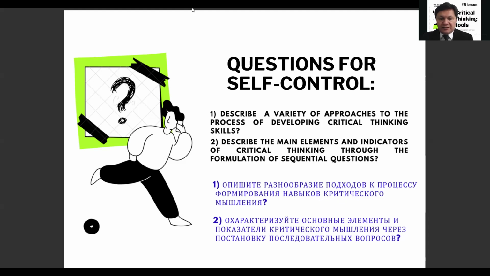And the next one is, characterize the main elements and indicators of critical thinking through the formulation of sequential questions. What can be sequential questions? Sequential, it may contain many different stages. You have to do formulation by sequential questions, and to achieve your goal.